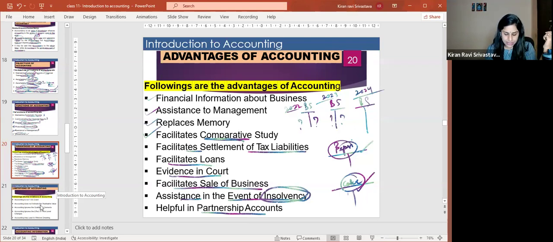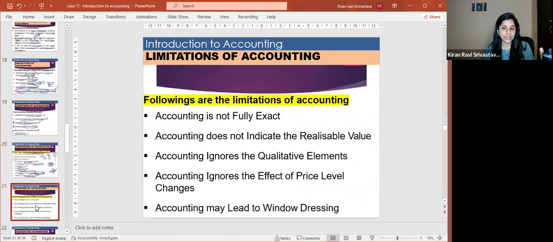The next is limitations. Limitations are the shortcomings or disadvantages. Accounting is not fully exact. Now then, why do we do accounting? It's not like that. It's not fully exact. There are certain times where the accountants will have to make assumptions. For decision making, they have to take assumptions. So this is one of the disadvantages, and uncertainty is always there.